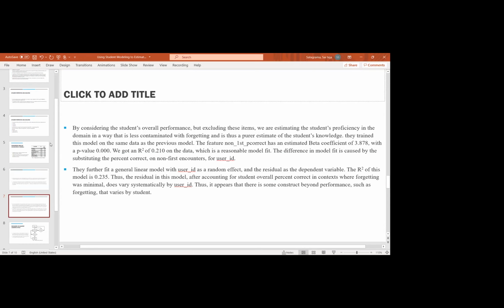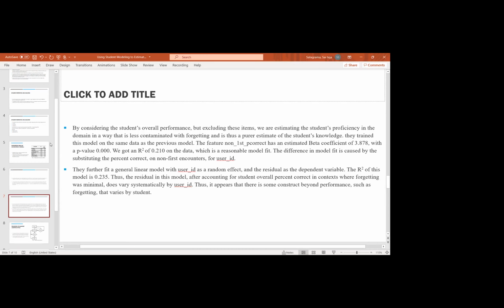This is caused by substituting the percent correct on non-first encounters for the user ID. And then, out of curiosity, they also went for a general linear model with user ID as a random effect, with the residual as the dependent variable. So the retention was 0.235. This was the student's overall percent correct in a context where forgetting was minimal. So it varies systematically by user ID. Thus it appears that some construct beyond performance, such as forgetting, varies by the student.